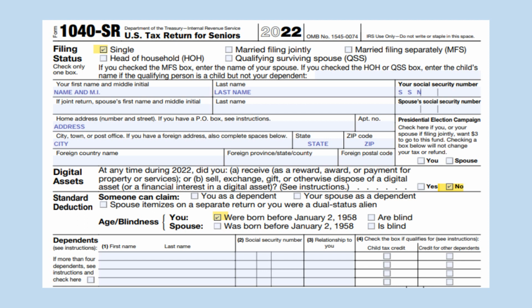It mirrors Form 1040 and you use the instructions for Form 1040. To use the form, you must be born before January 2nd, 1958. At the top of the form, check the box under the filing status section that you are single. Put your name, middle initial, last name, address, and your Social Security number at the top of the form. Make sure to answer the question regarding digital assets, and under the age blindness section, check the box that you were born before January 2nd, 1958.